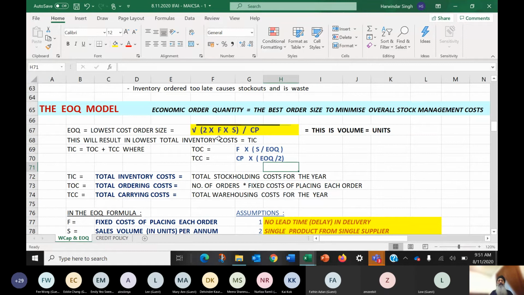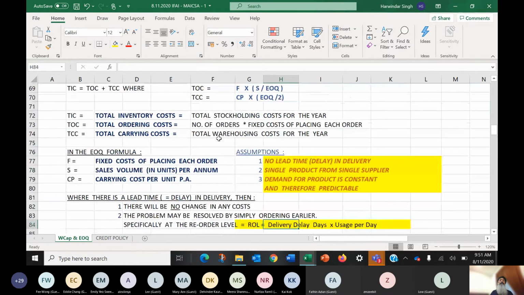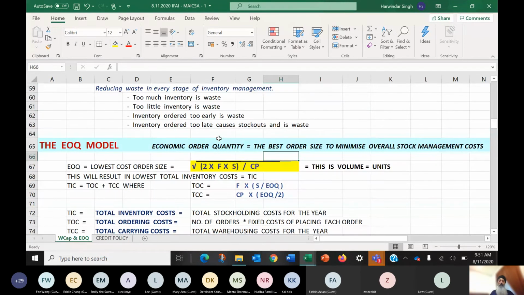So these are the definitions: total inventory cost, ordering cost, and so on. This model was created by Baumol. So sometimes the examiner may call it the Baumol model. Yeah, Baumol model.